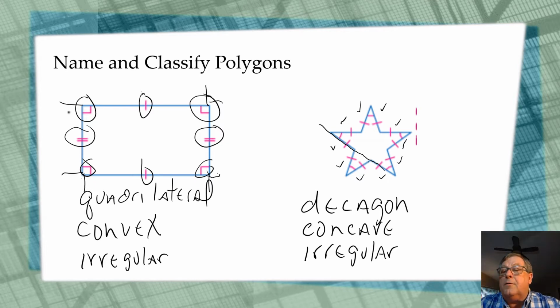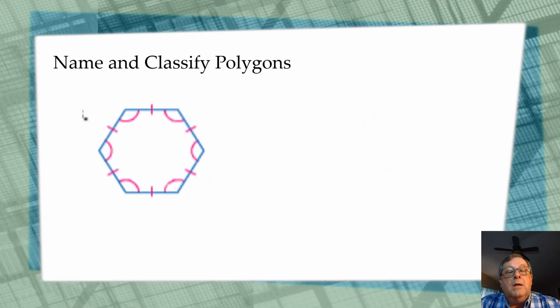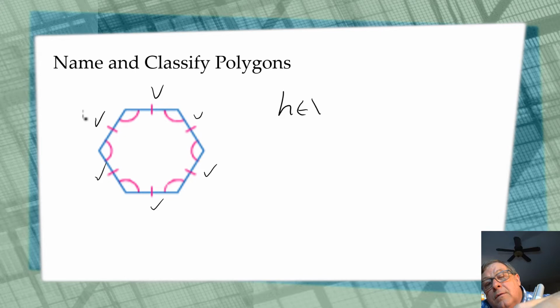All right, let's look at one other example in naming and classifying polygons. So here I have another polygon. Let's count the sides. 1, 2, 3, 4, 5, 6. So it's six-sided, so it must be a hexagon.